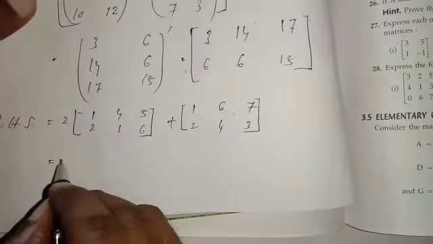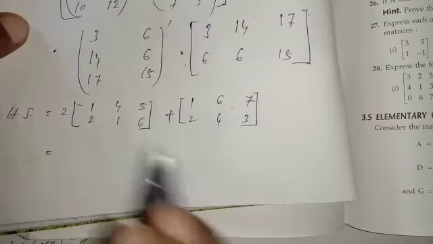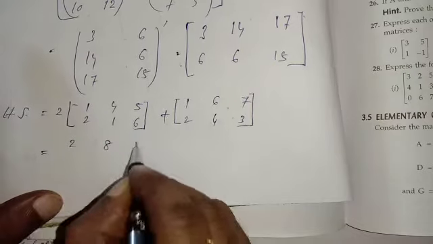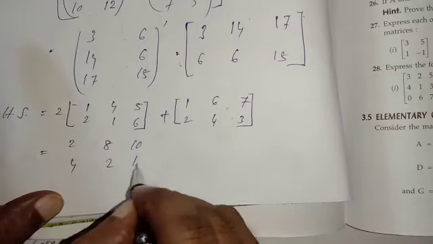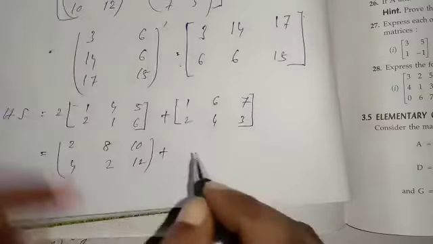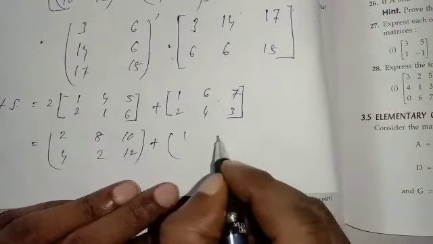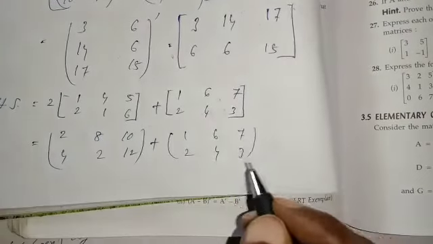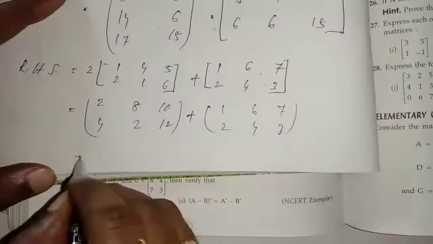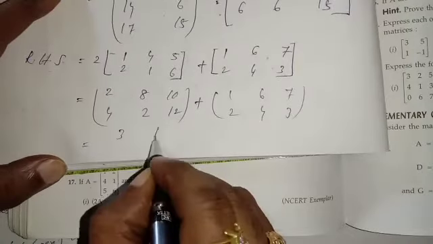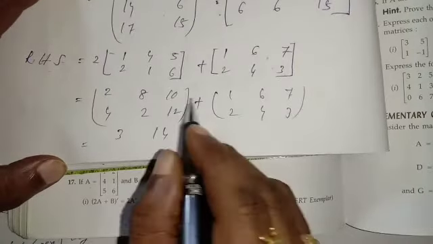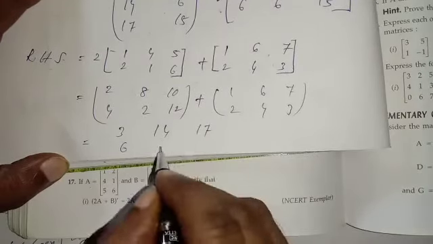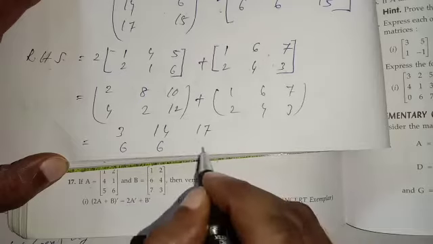After that, you have to multiply by 2 everywhere: 2, 2, 8, 10, 4, 2, 12. And this one also, same thing. You add 1, 6, 7, 2, 4, 3. After that, just plain addition. 2 plus 1 is 3, 8 plus 6 is 14, 10 plus 7 is 17. This will be 4 plus 2 is 6, 2 plus 4 is 6, 12 plus 3 is 15.